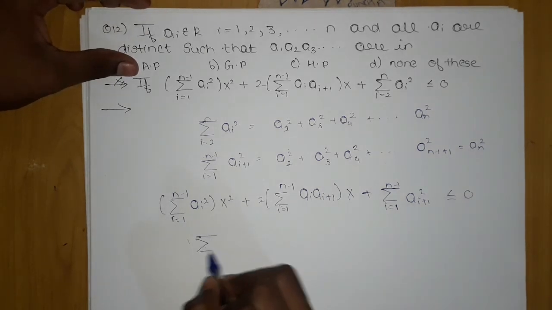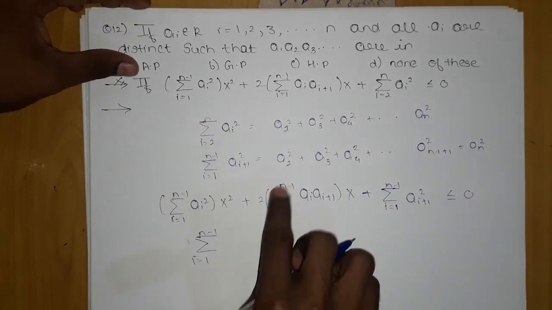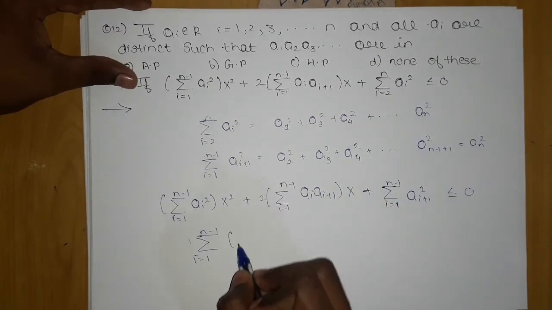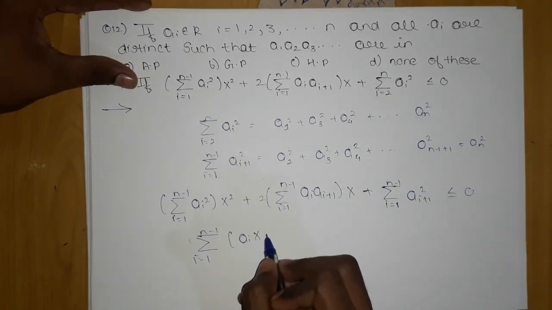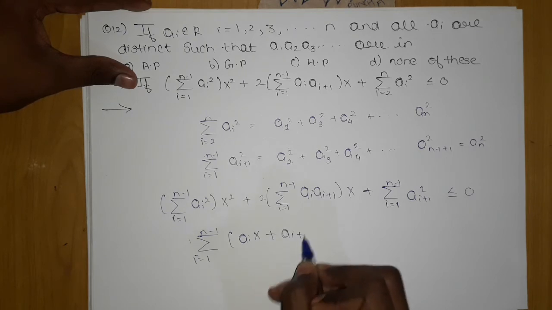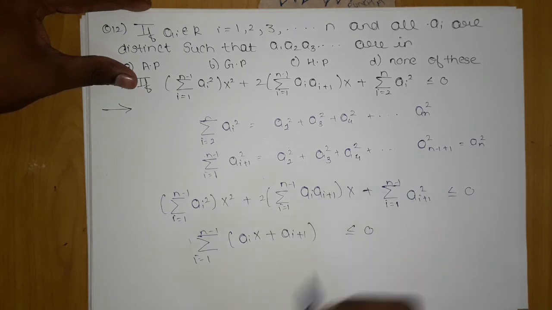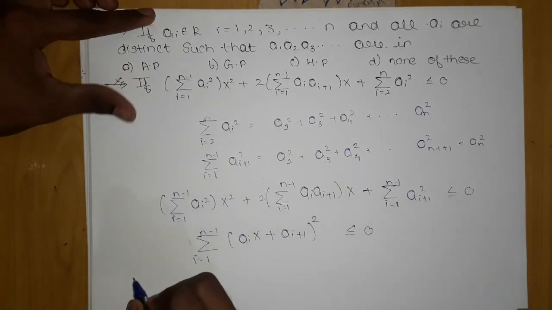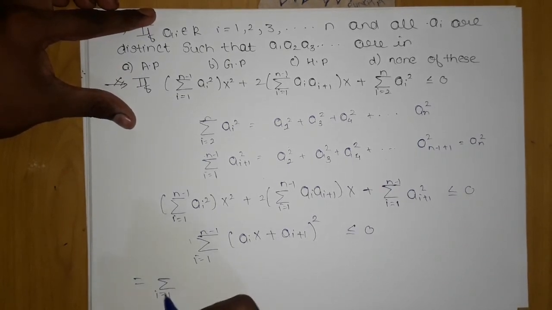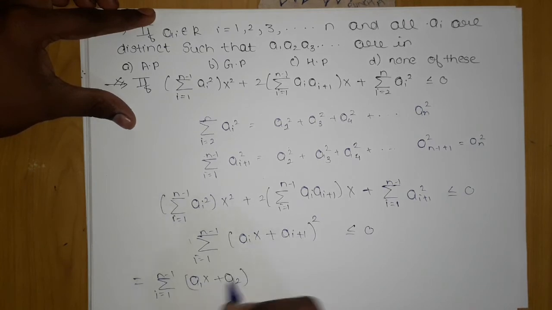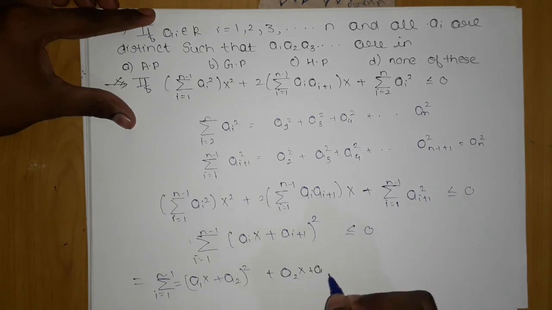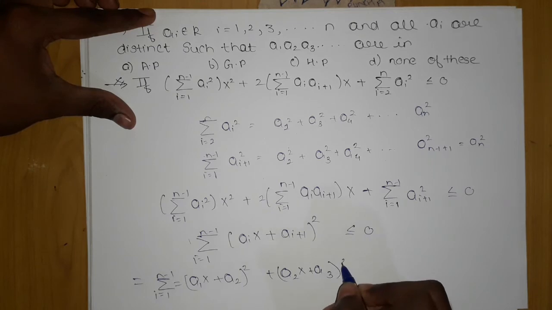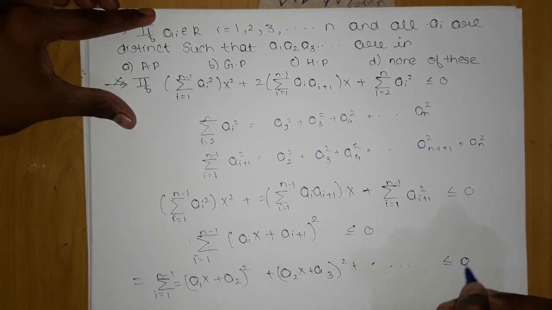How? See, this summation will move out, i equals 1 to n minus 1, on the condition that this should be same in all. So what I have is a_i x plus a_(i+1), the whole square, and it should be less than or equal to 0. If I open the summation, I have (a1 x plus a2) the whole square, plus similarly (a2 x plus a3) the whole square, and so on, should be less than or equal to 0.